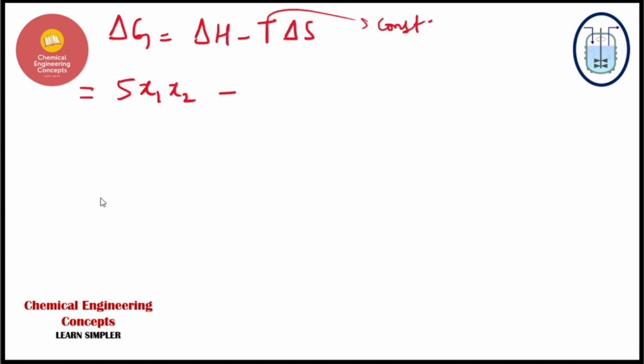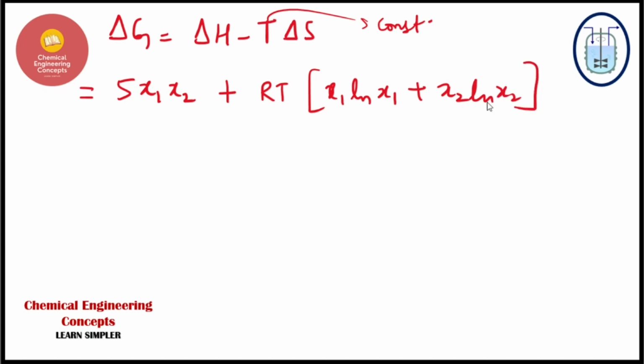So it will come up to be plus R times T, multiplied by x1 ln x1 plus x2 ln x2. So guys, this is our simplified expression. Now since we have to find out the minimum value, right?